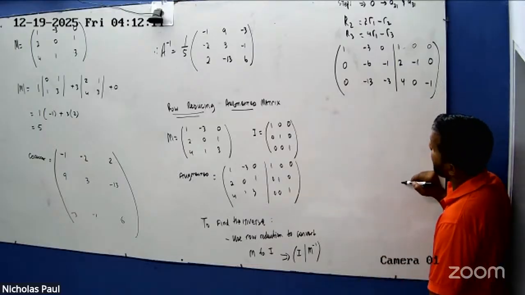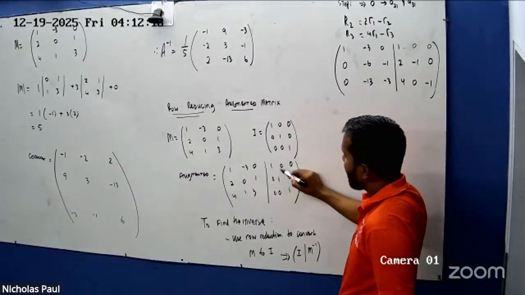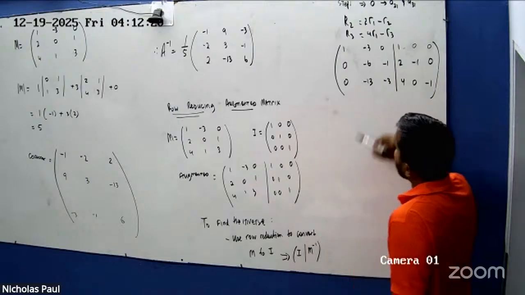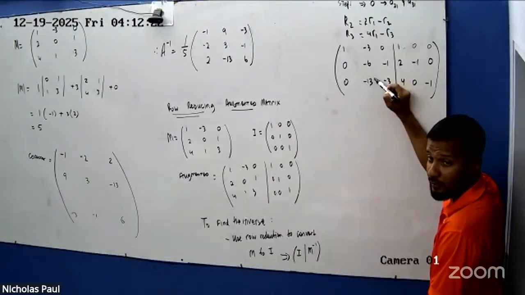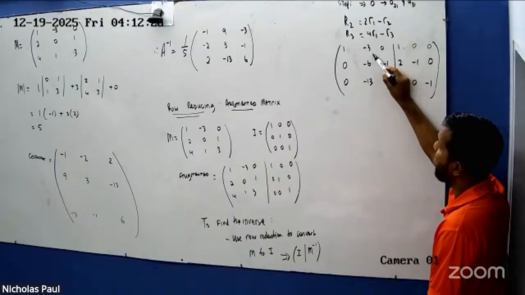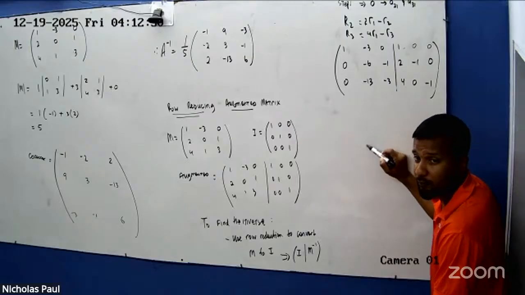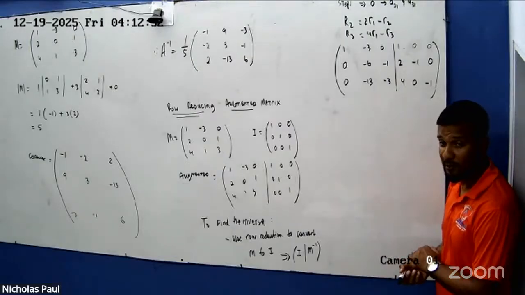Next, let's get zeros. Let's see if we can get these zeros here. So we can get a 0 here and here. Right? We can get a 0 here. And a 0 here. Right? Are you with me so far?